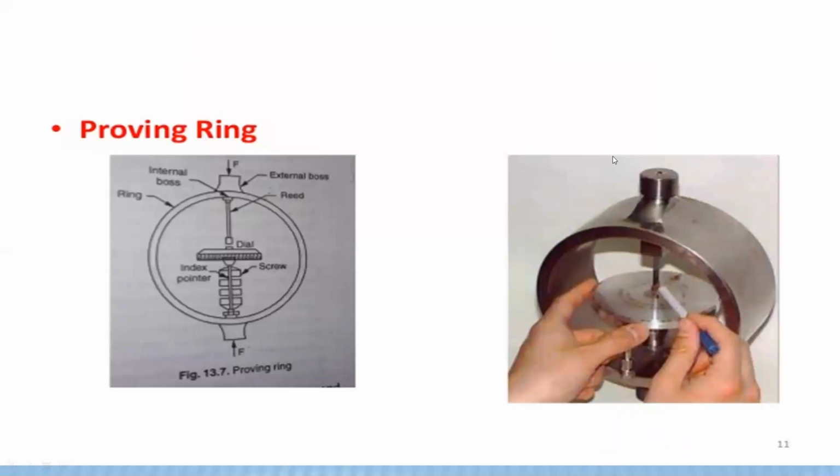Another measuring instrument for force is the proving ring. By using this proving ring, we can calculate force. You can see the constructional details of the proving ring: there is a screw, index pointer, dial, ring, internal boss, external boss, feed, and the force acting.